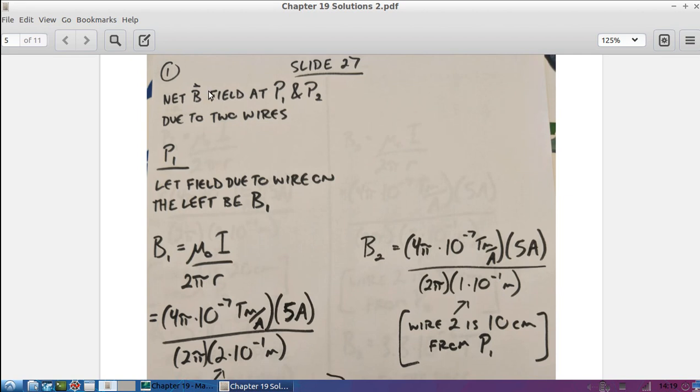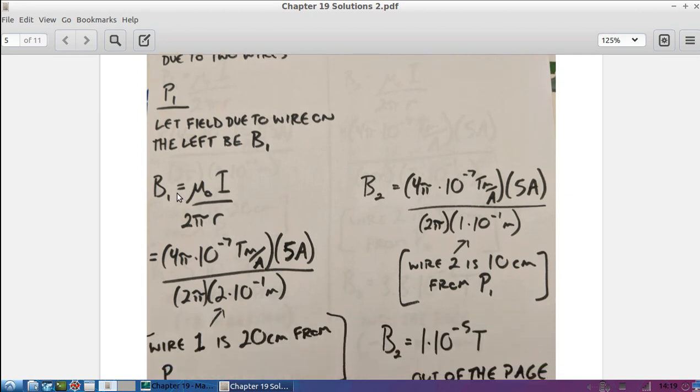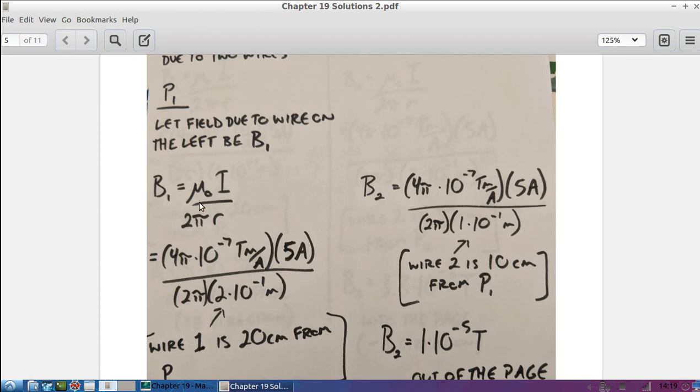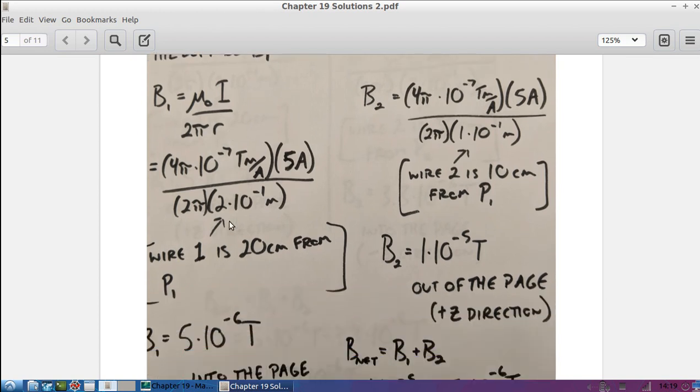So I'm looking for the net B field at P1. I'm calculating the magnetic field due to wire 1 and the magnetic field due to wire 2. Notice I'm looking for the magnitude of the B field due to wire 1. I have to use 20 centimeters for R, so I use mu naught I over 2 pi R. Wire 1, I'm calling the wire on the left wire 1. It's 20 centimeters from P1. So permeability of free space times the current divided by 2 pi times R, and R is 20 centimeters.